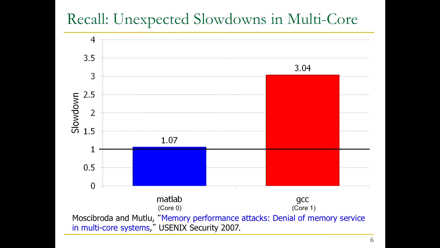But basically, GCC, if it is running alone, takes, let's say, 100 seconds on the dual multi-core system, without any other application. If you run MATLAB next to it, now its performance goes down to 304 seconds. That's how you get the 3.04x slowdown.